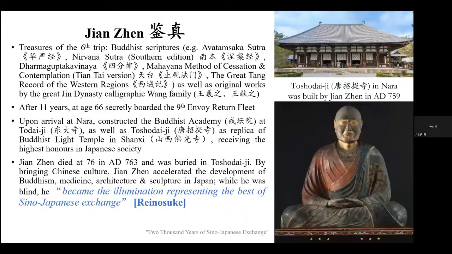Jianzhen died at 76 years old in AD 763, and he was buried at Tosho Daiji, where he helped build. By bringing Chinese culture, Jianzhen was accelerating the development of Buddhism, medicine, architecture, and sculpture in Japan. And while he became blind at the end of his life, Reinosuke wrote that he became the illumination representing the best of Sino-Japanese exchange.